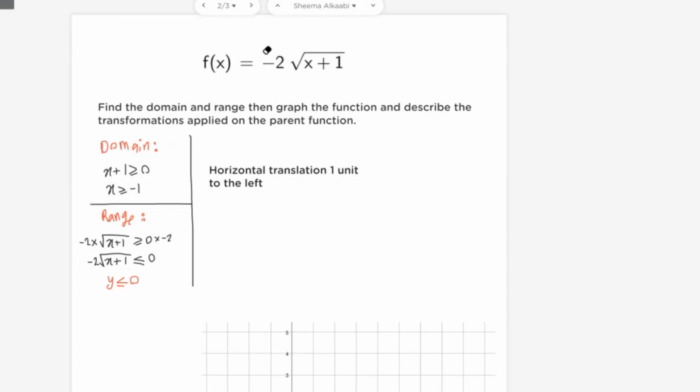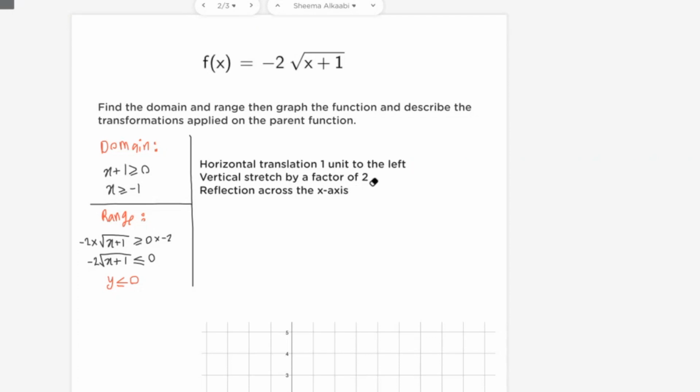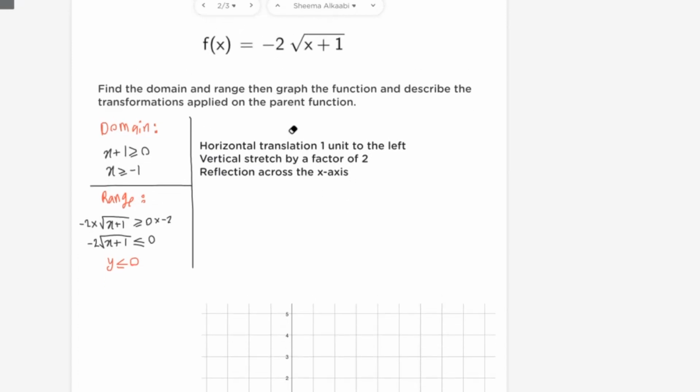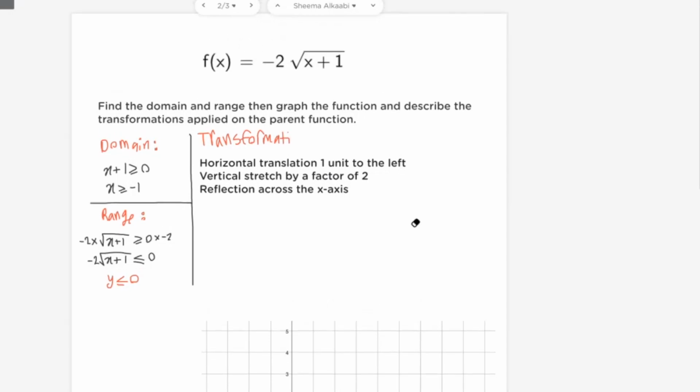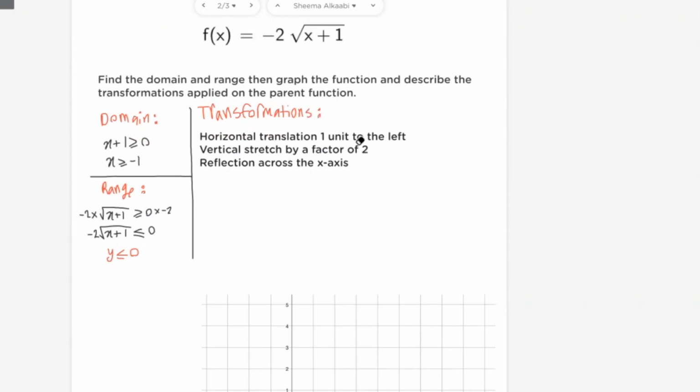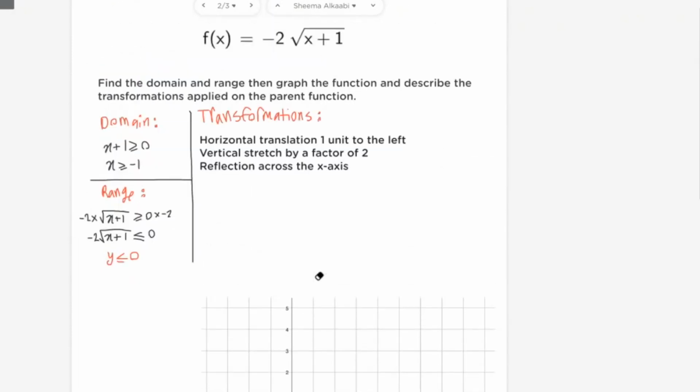And this minus, I hope you remember it. This minus is a reflection. Okay. So I said vertical stretch factor 2 and a reflection across the x-axis. Excellent. These are transformations applied on the parent function, which is square root of x. After we do this, we go and graph. It's up to you. You can use the transformation if you are smart at moving, or just use a table. Let's use a table. Okay.